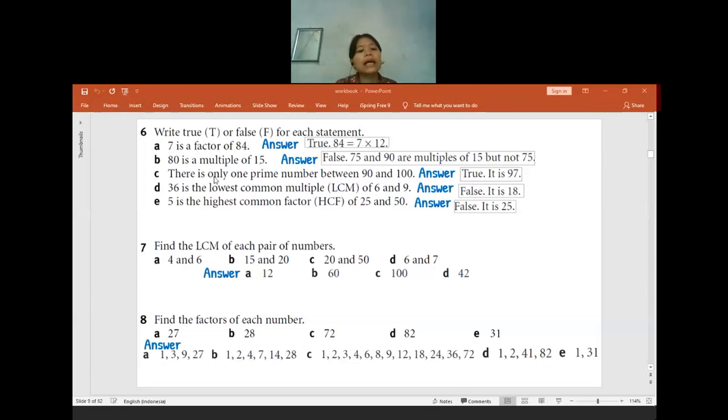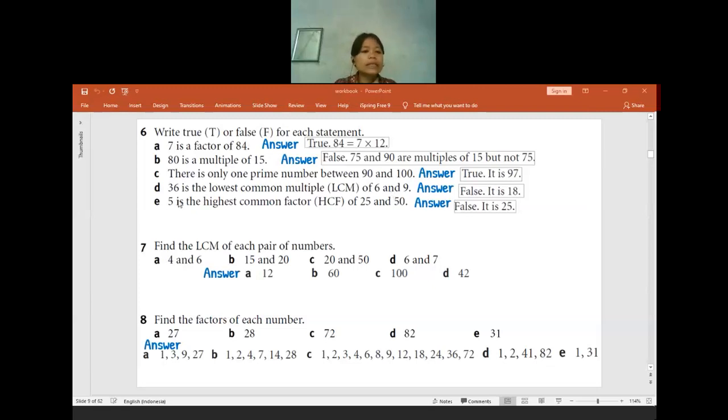For question C, there is only one prime number between 90 and 100. From the previous question, we already checked from 95 until 100, it's only 97. 91 can be divided by 7, so it's not a prime number. 92 is divisible by 2, so it's not a prime number. 93 can be divided by 3, so it's not a prime number. 94 is divisible by 2, so it's not a prime number. So yes, the only prime number is 97.